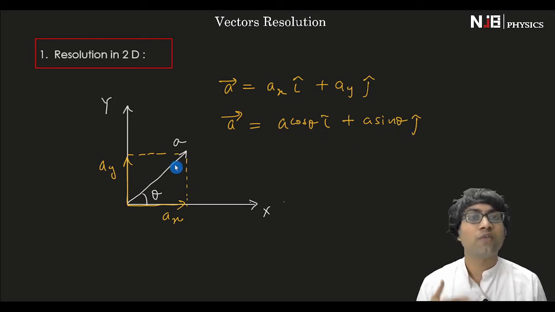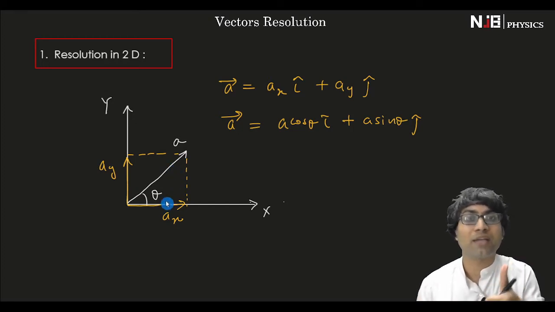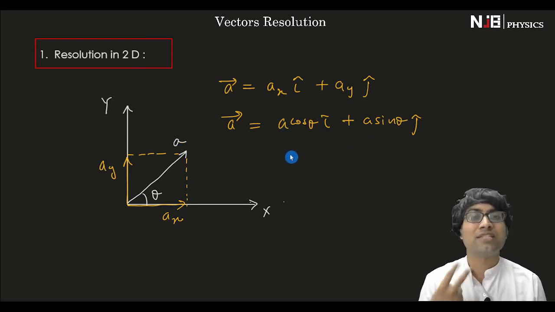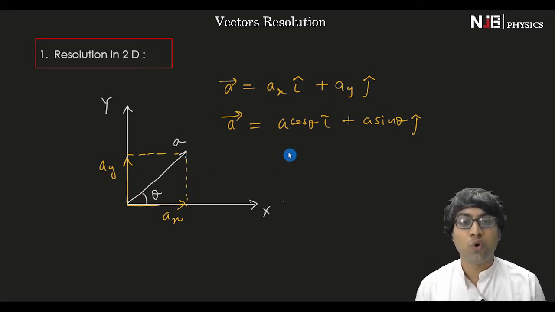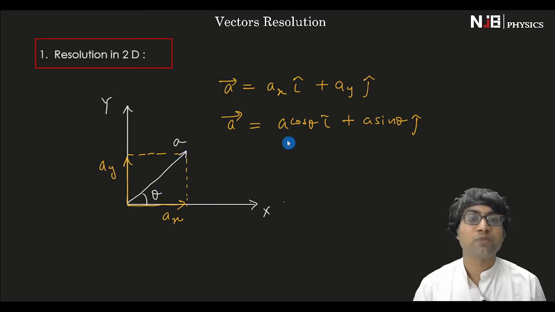So in order to resolve any vector along any two mutually perpendicular directions, you just need two things. Number one, you need the magnitude of that vector. In this case, the magnitude of the vector is A. And secondly, you need the angle made by that vector with any of the two axes. If you know that, then you can resolve the vector by taking its component in the two mutually perpendicular directions. So here it is A cos theta i cap plus A sin theta j cap. In this manner, we have broken down this A vector into its components.